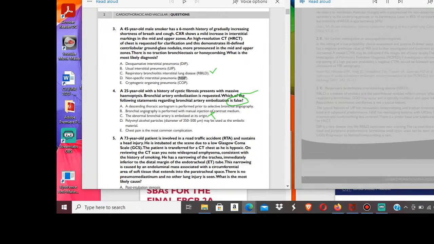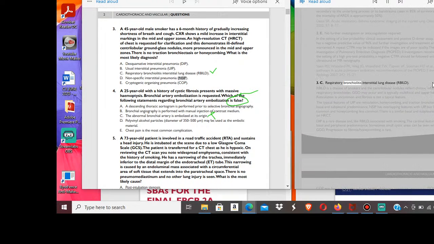3C. Respiratory bronchiolitis interstitial lung disease, RBILD. RBILD is a disease of smokers and the centrilobular nodules reflect chronic inflammation in the respiratory bronchioles. GGO may occur and is typically multifocal and upper lobe predominant. Reticulation is uncommon and fibrosis is not a typical feature.